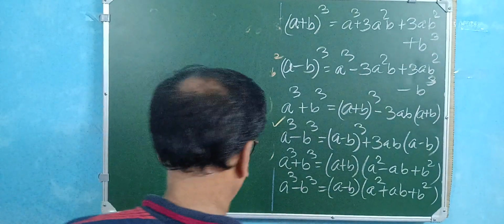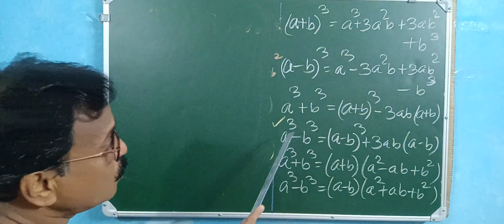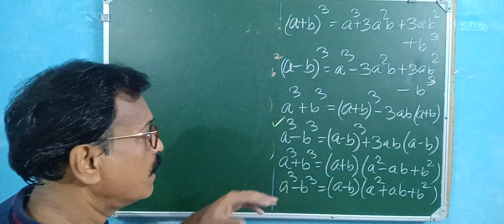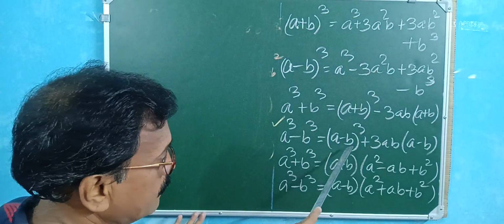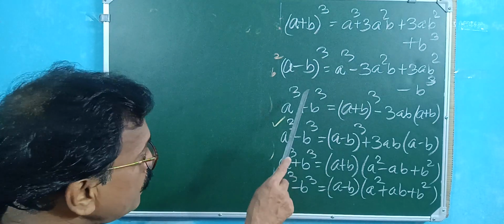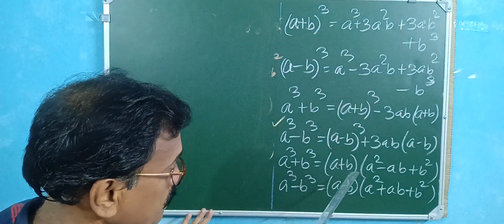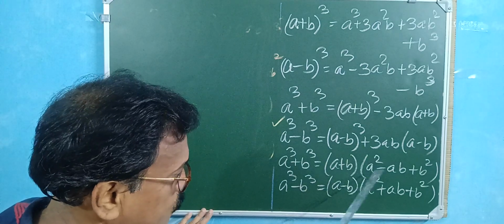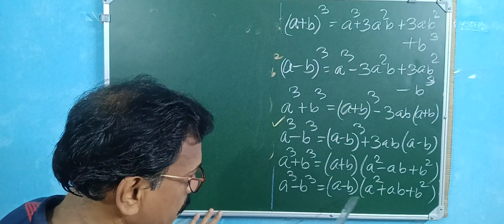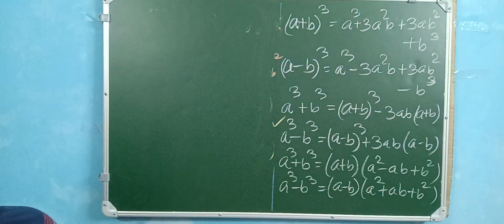Now here, A³ + B³ is (A + B)³ minus 3AB(A + B), okay, or A³ − B³ is (A − B)³ plus 3AB(A − B). Now these are the two formulas. Now there is one more formula for A³ + B³: A³ + B³ is (A + B)(A² − AB + B²), and A³ − B³ is (A − B)(A² + AB + B²).